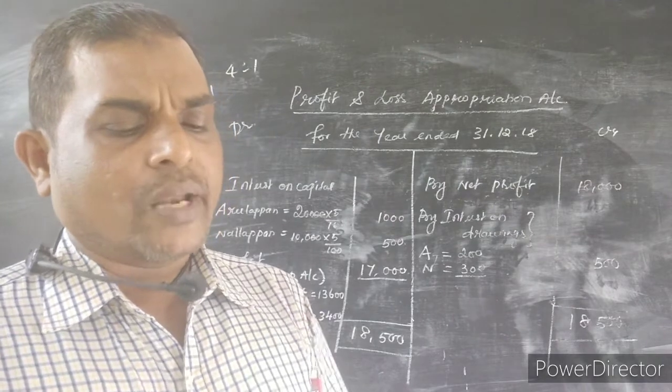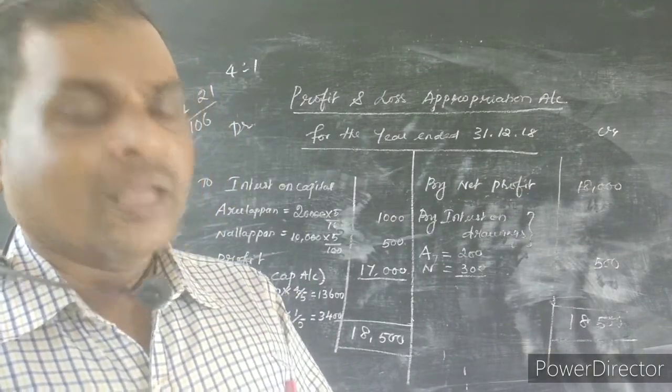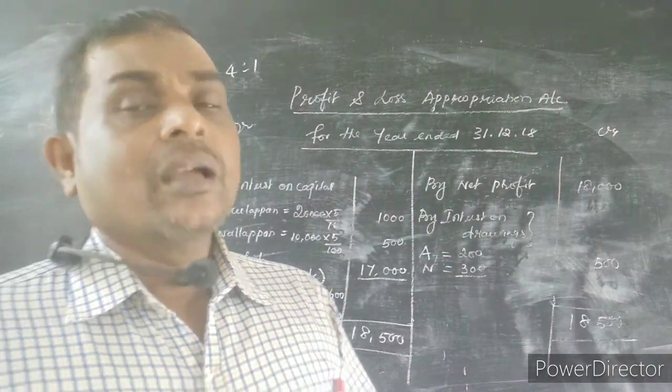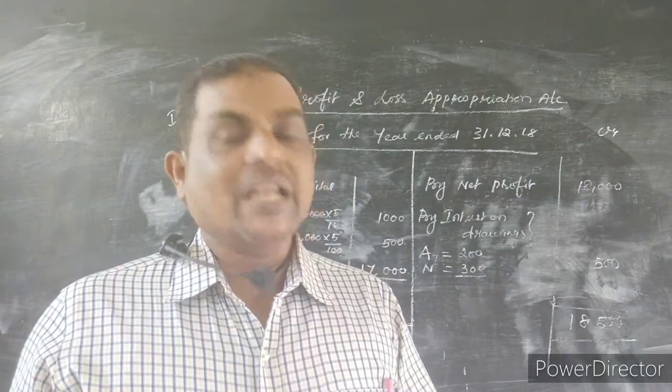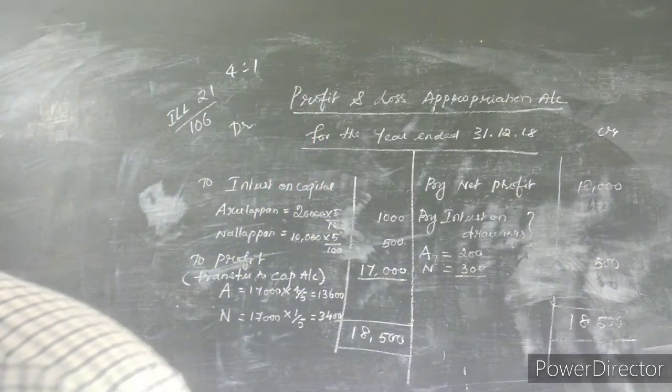The next important account is the same type. Here you don't want to prepare the journal entry straight away, you can prepare the profit and loss appropriation account. Illustration 22, page number 108. Very important sum. Very, very important sum.